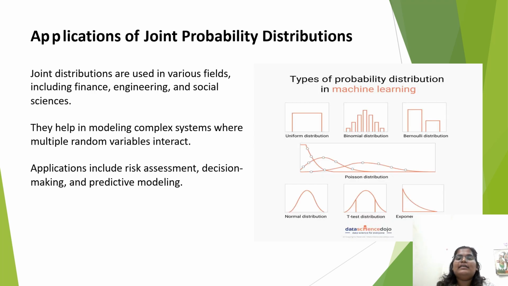Applications of joint probability distributions. Joint distributions are used in various fields, including finance, engineering and the social sciences. They mainly help in modeling complex systems where multiple random variables interact. The applications include risk assessment, decision making and predictive modeling. The types of probability distribution in machine learning include the uniform distribution, binomial distribution, Bernoulli distribution, Poisson distribution, normal distribution, t distribution and the exponential distribution.